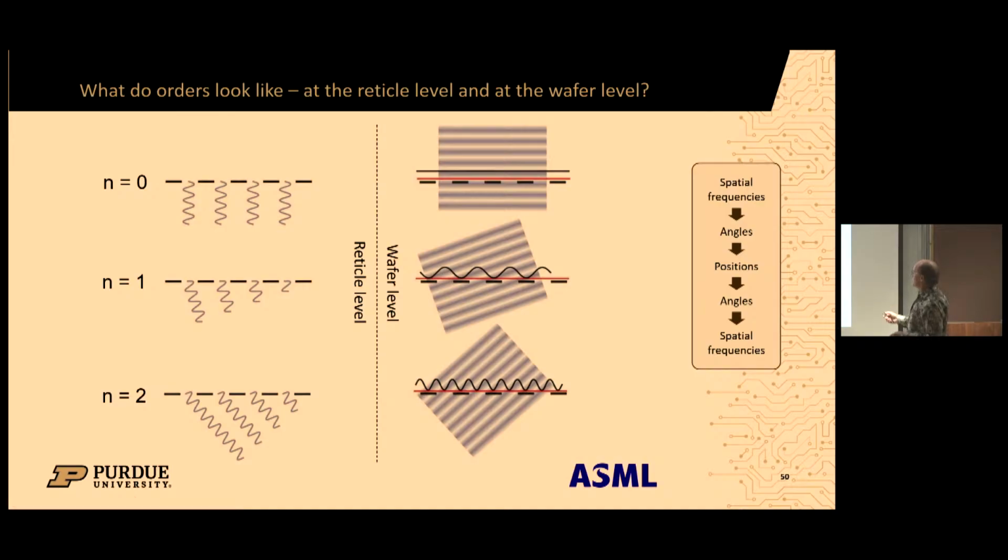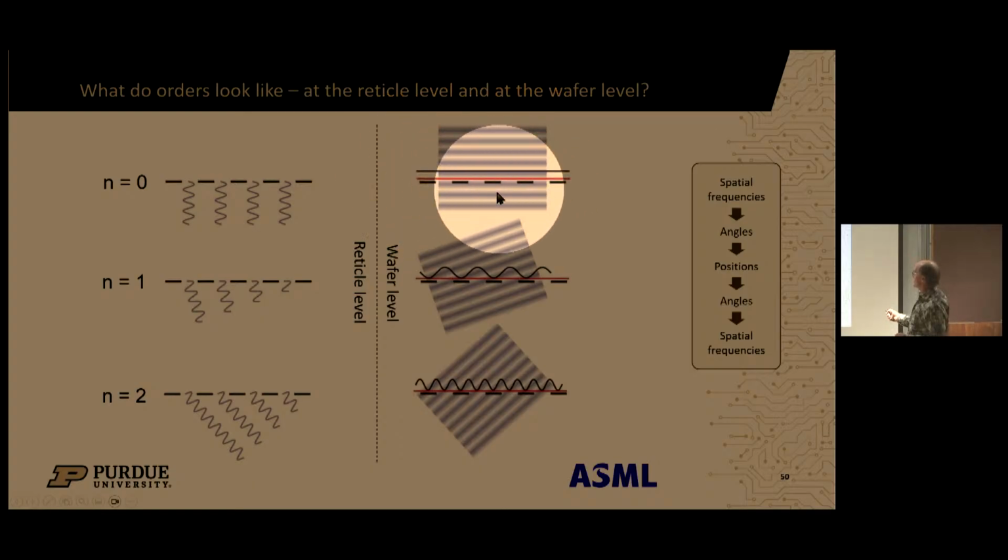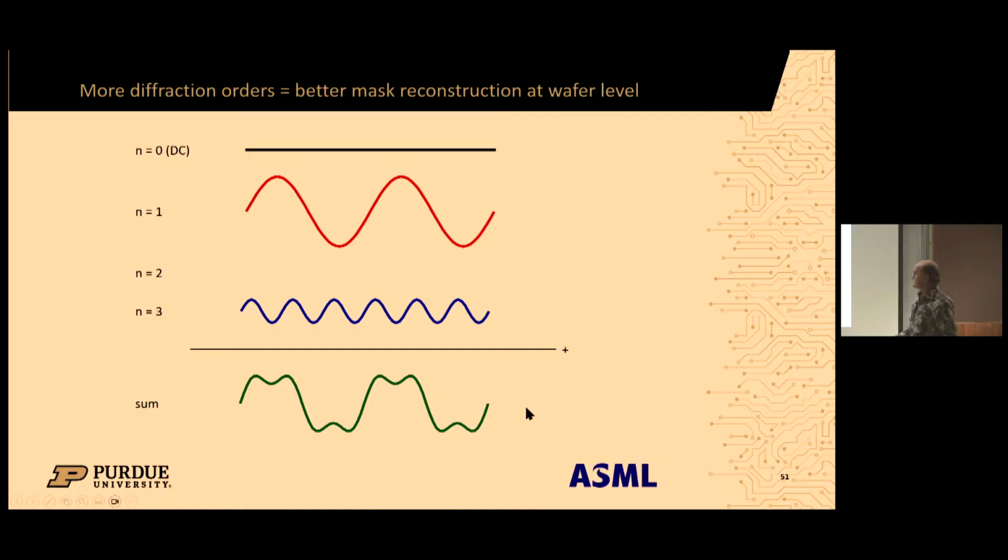At the wafer level, it basically looks like something like this. My 0th order, the light that goes straight through, these waves, they lead to no contrast here. The 1st order is a wave with the same frequency as the pattern. The 2nd order is triple the frequency, etc. So that's how, in the end, I reconstruct the image at the wafer plane.